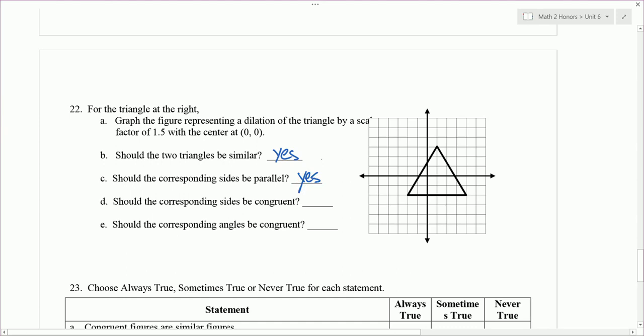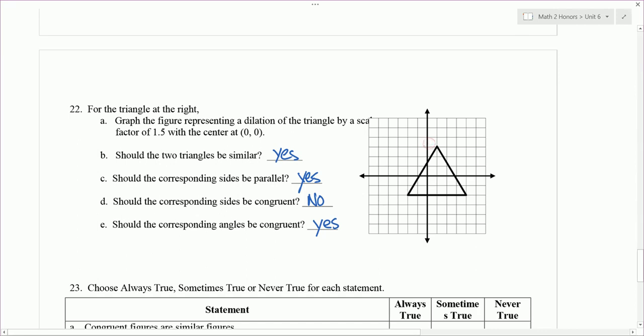Should the corresponding sides be congruent? No. The only time that would be true is if we were scaling it by a factor of 1, which wouldn't change a thing. Should the corresponding angles be congruent? Yes, because when you have similar triangles, angles are always congruent. So now we just need to get this drawing here.